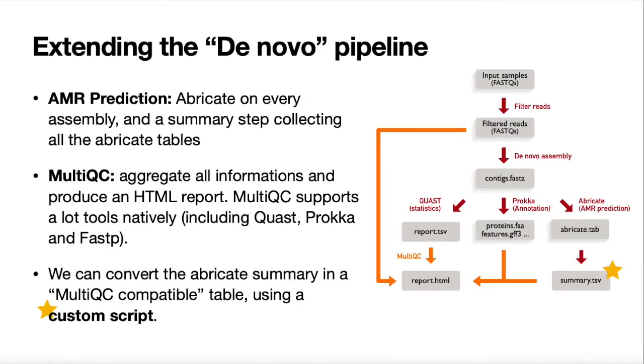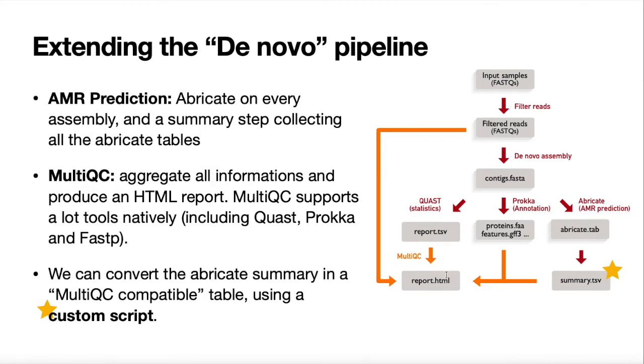If we extend a bit the pipeline, we will see some other patterns that you might encounter in your pipeline development. So one is using MultiQC. MultiQC is a tool that I recommend you to use if you never did so. It's able to create an HTML report using multiple information sources, and it supports natively hundreds of tools. For example, fastp, Quast, and Prokka can be automatically parsed by MultiQC, and some of their metrics can be gathered in the report.